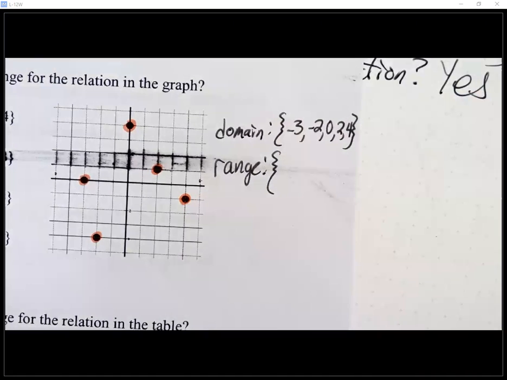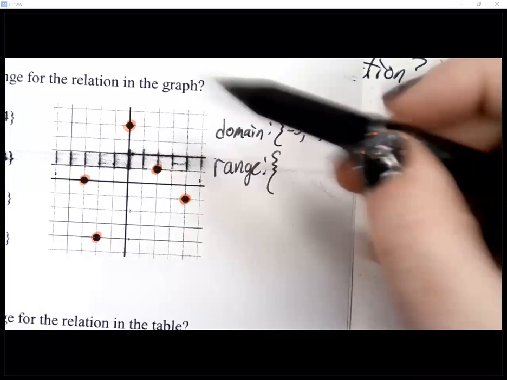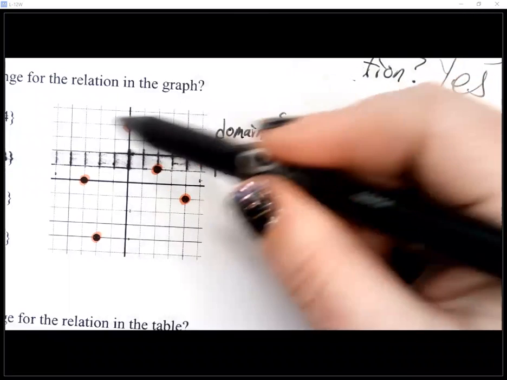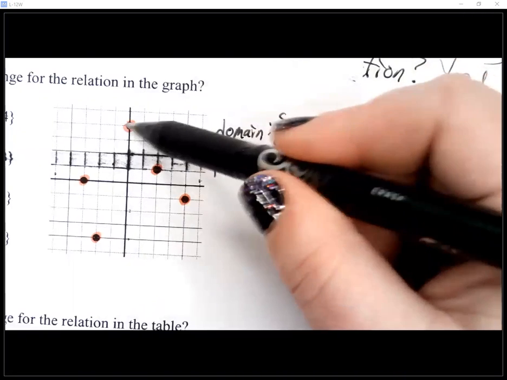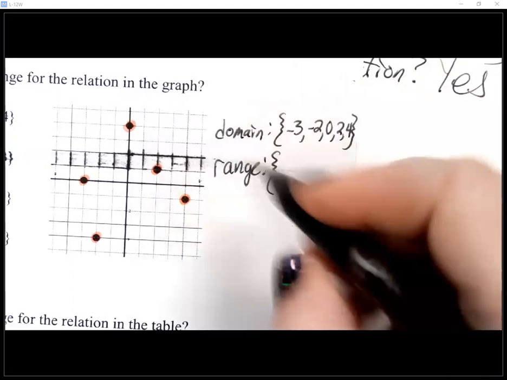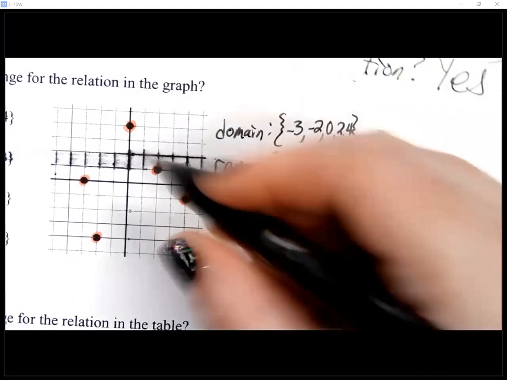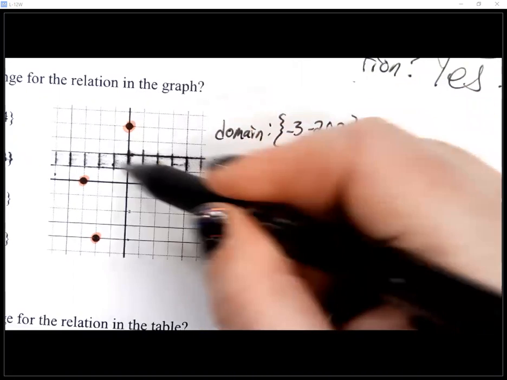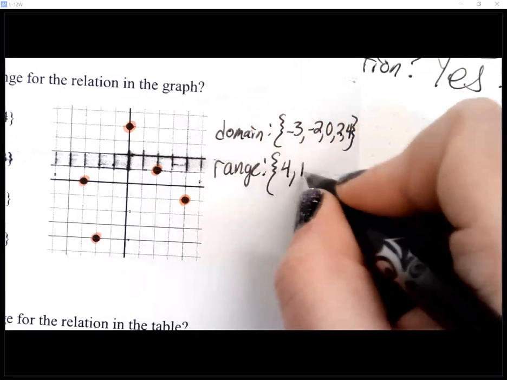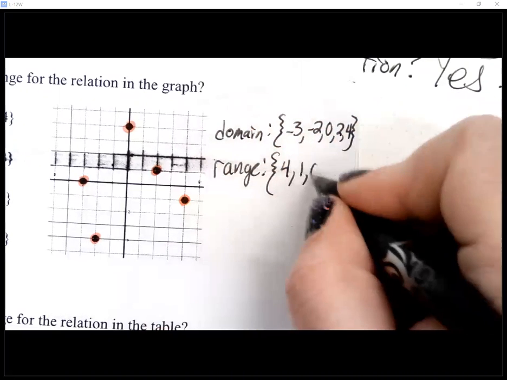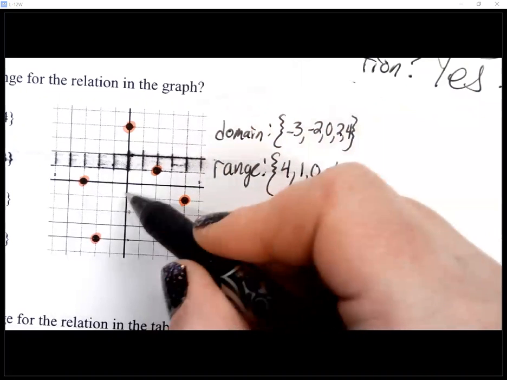I personally like to work from the top down. So my highest one looks to be at a, I'm only looking at y values, right? So that's a +4. And then my way down, the next one is at a +1. Then I've got one at 0, -1, and this one looks like -4.